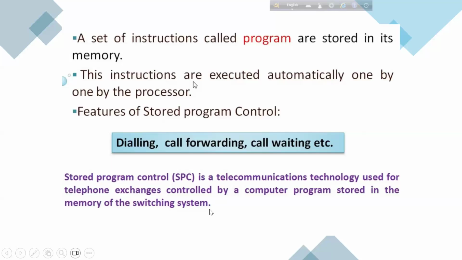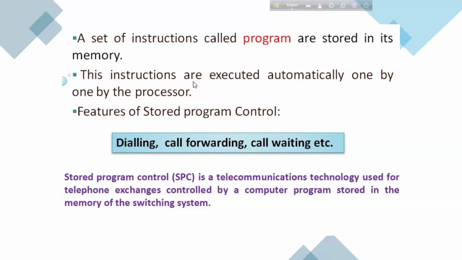So basically, when a caller is calling a number, what is the function of the switching system? To establish a path between the calling subscriber and the called subscriber. So in SPC, all these are being done by the program control. All of these are done automatically.